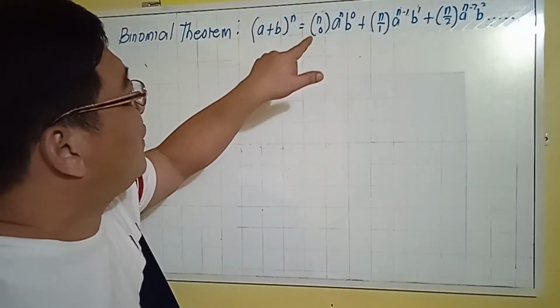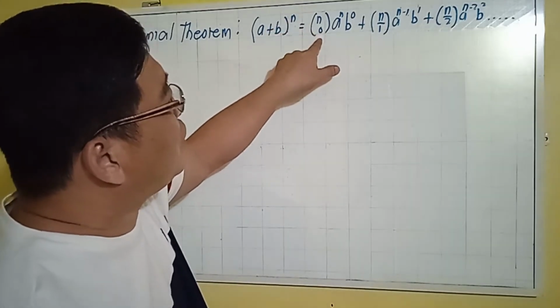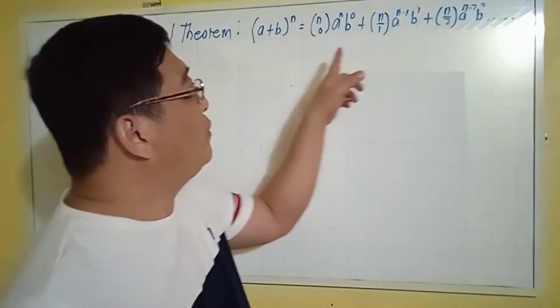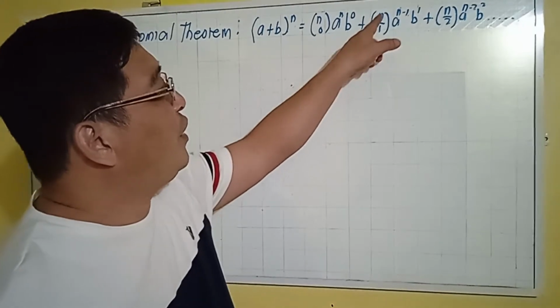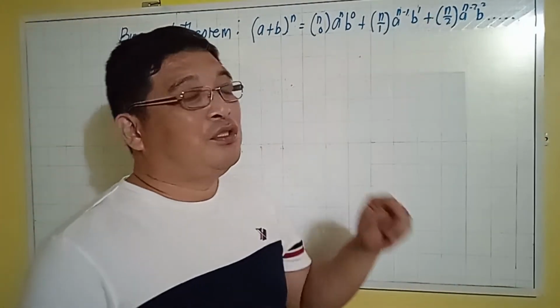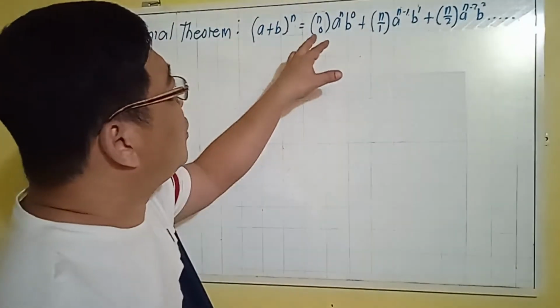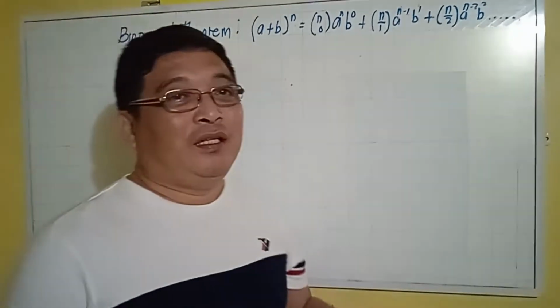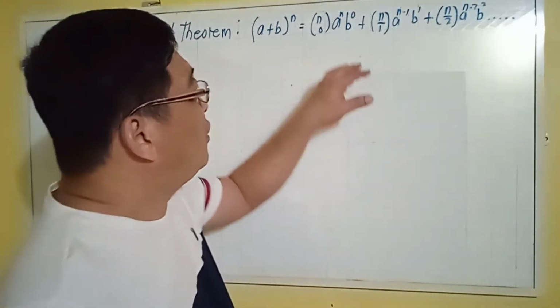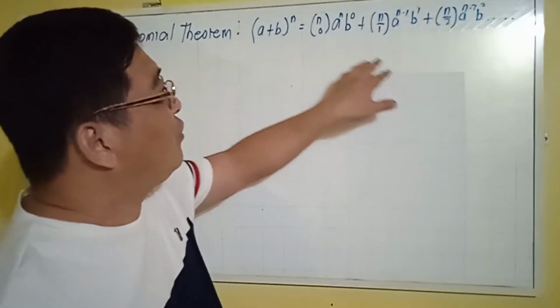We are going to look at the combination formula. We have the combination formula: n choose 0, n choose 1, n choose 2. So this combination formula represents the numerical coefficients of the variables. And look at the variables.